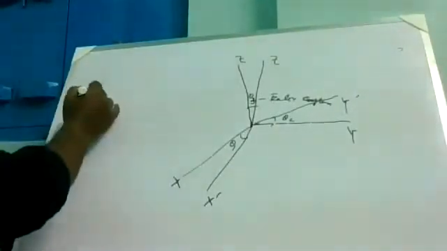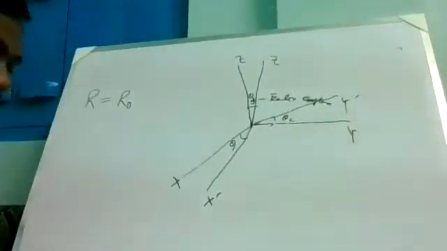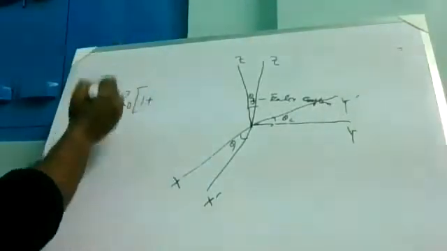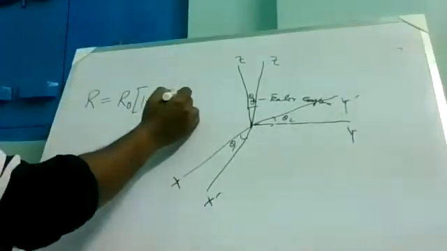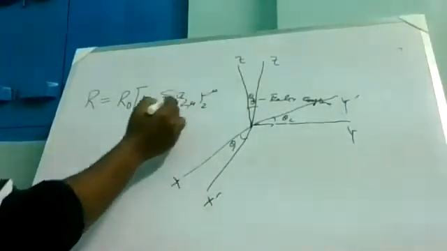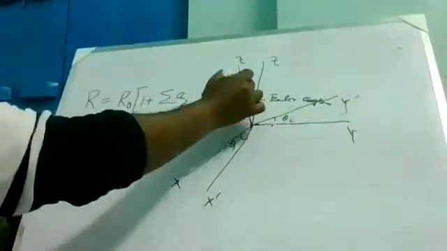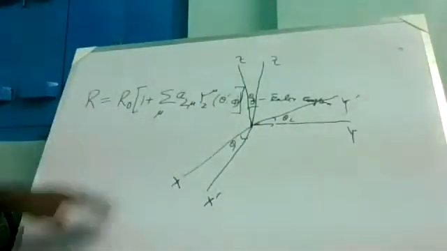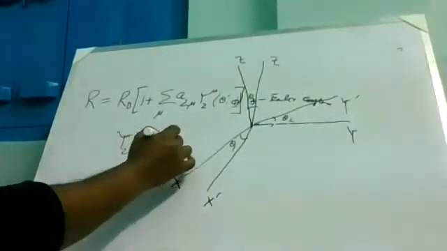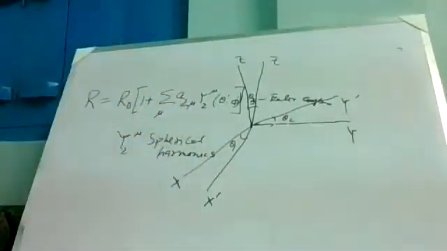So the equation can be written as R is the deformed radius, R0 is the radius of the original sphere, undeformed, that must be equal to 1 plus summation over mu of A2mu Y2mu theta dash phi dash, where Y2mu is called the spherical harmonics.